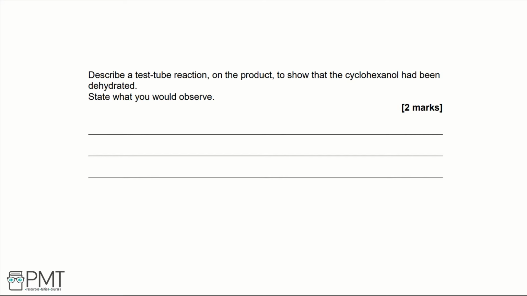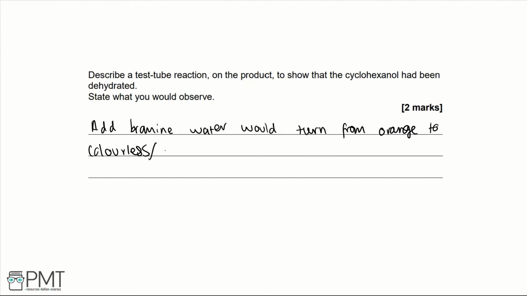Describe a test tube reaction on the product to show that the cyclohexanol had been dehydrated. State what you would observe. So what this question is actually asking you for is the test for an alkene, because when this reaction happens, you're going from an alcohol to an alkene. And the test for an alkene is that if you add bromine water, there's going to be a colour change, which will go from orange to colourless. Or you can say that if you add bromine water, it will decolorise if you've got an alkene present.